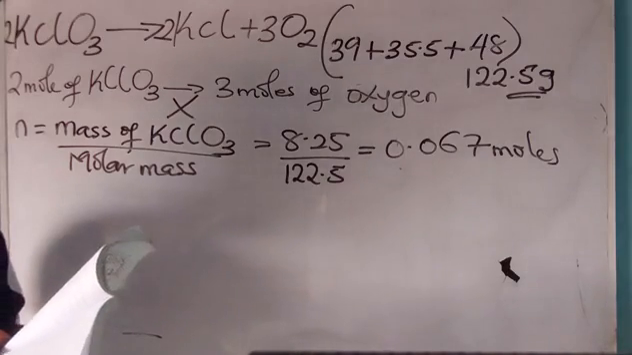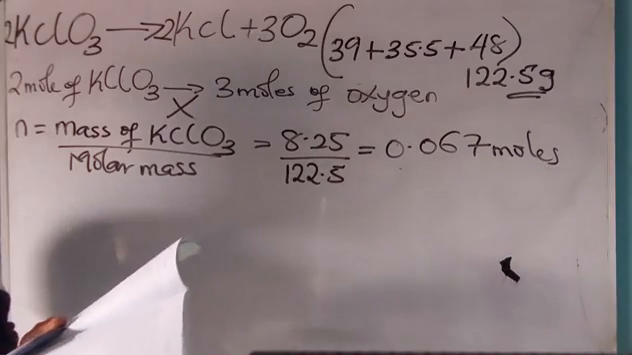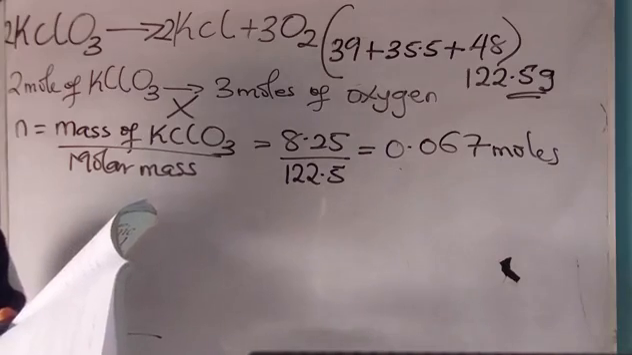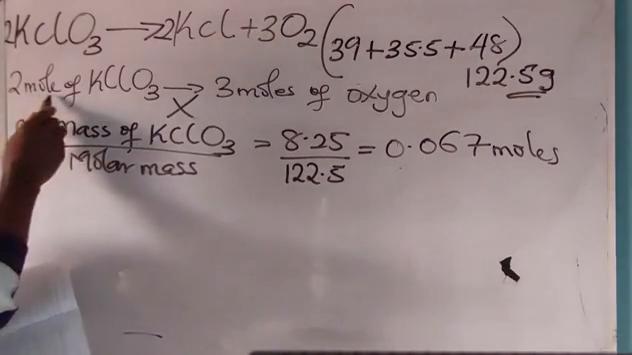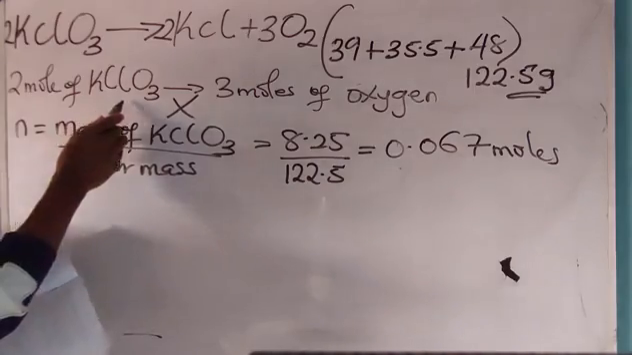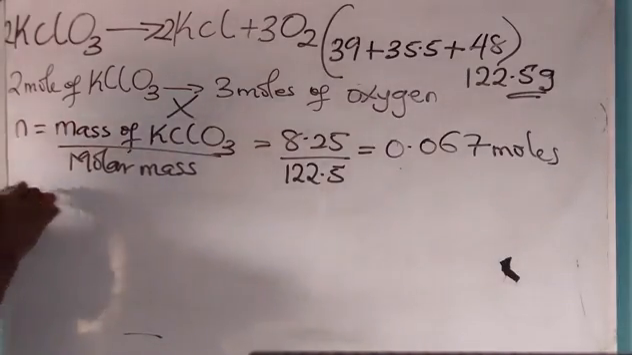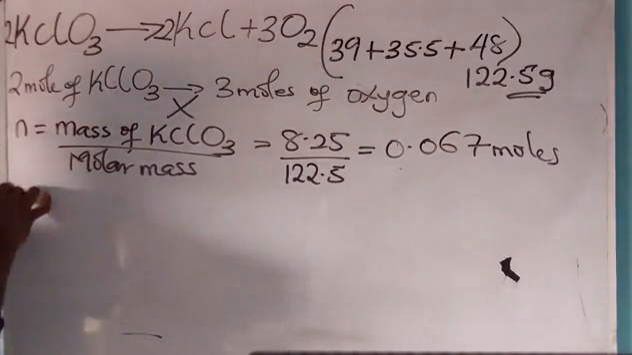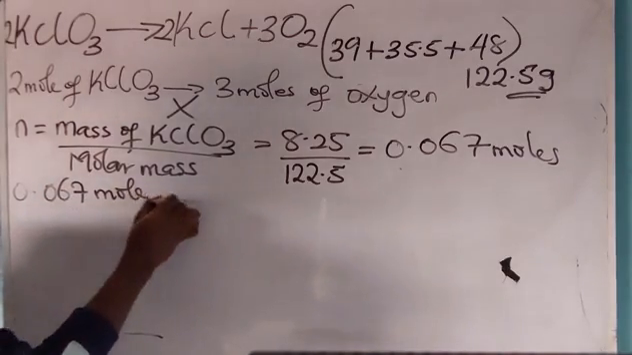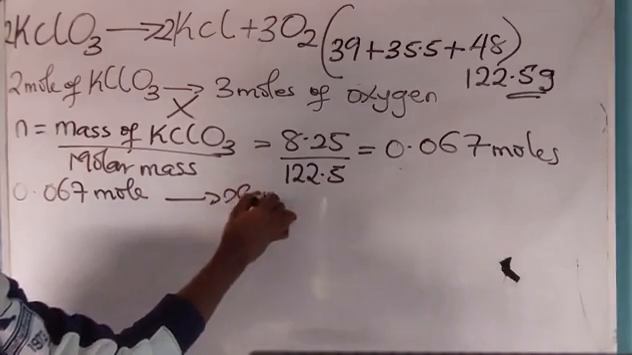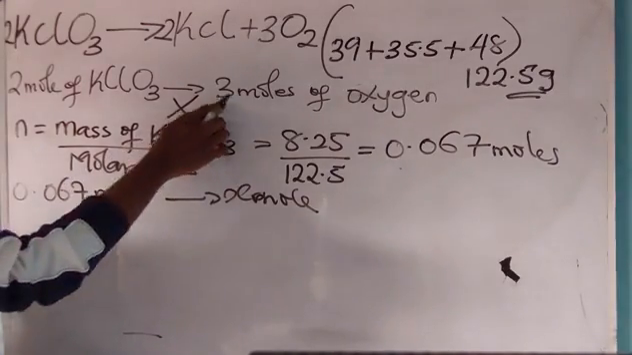No. How many grams of oxygen can be prepared by the complete decomposition of 8.25 grams of what? This. So what do you now have? You now have 2 moles of this will produce 3 moles of oxygen. Then you say 0.06 mole will produce X mole. So let's multiply. You say this times this divided by this.